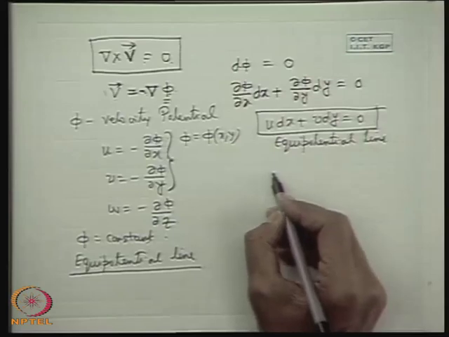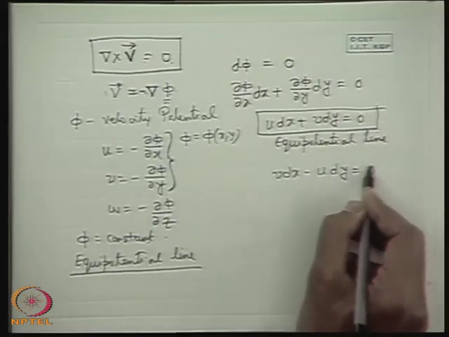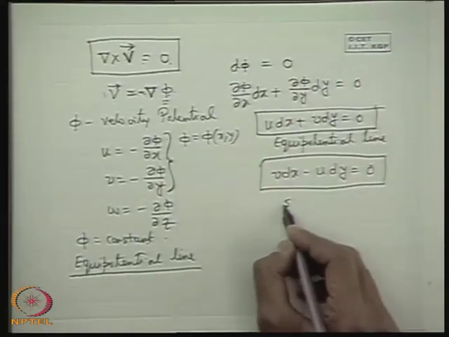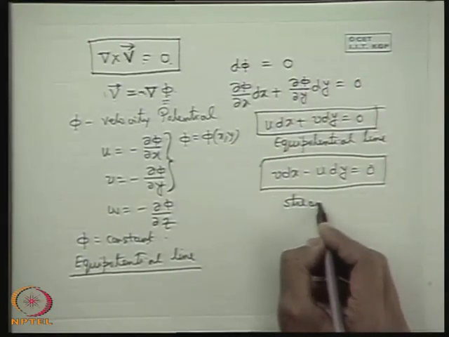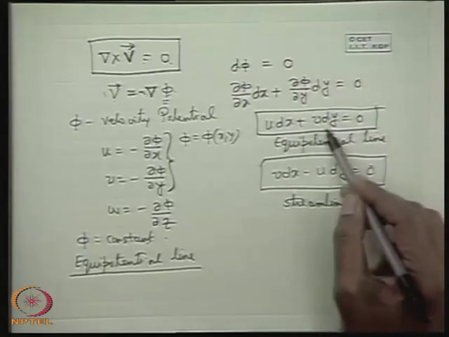Similarly, the equation of the streamline is v dx minus u dy is 0. This is the equation of the streamline. So immediate inspection of these two equations shows that they are mutually orthogonal.